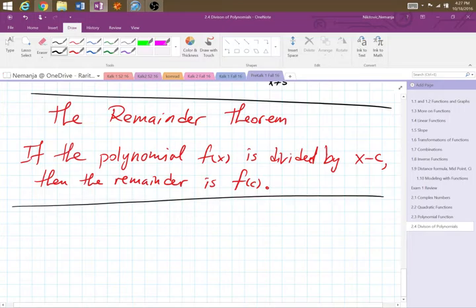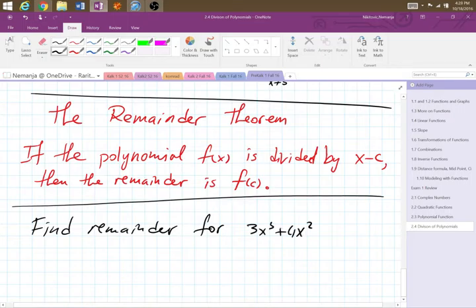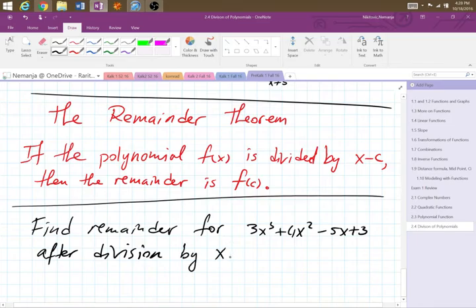So let's take a look at the example. Find the remainder for 3x cubed plus 4x squared minus 5x plus 3 after division by x plus 4.